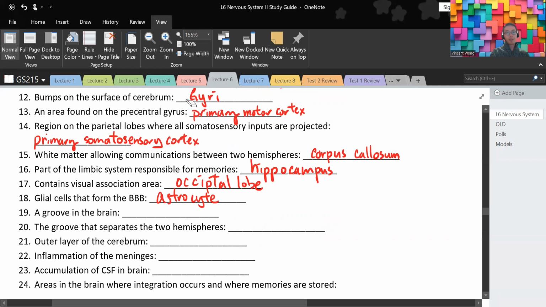A bump on the surface is called a gyrus. A groove is called a sulcus. Sulci for plural, C-I.